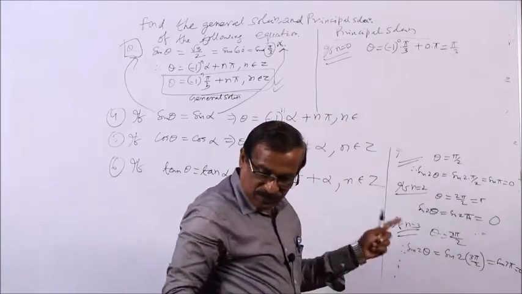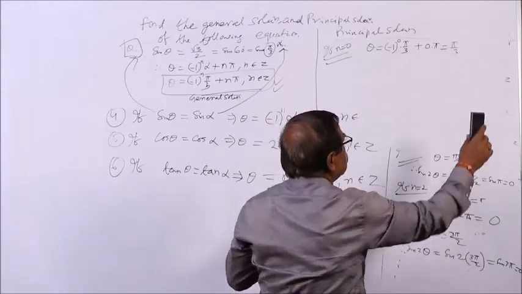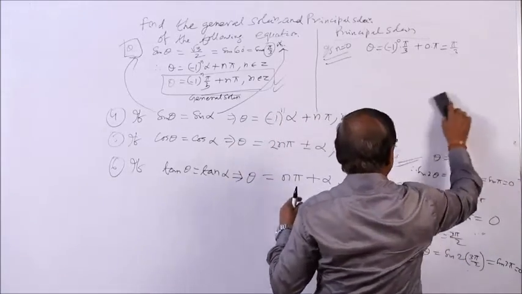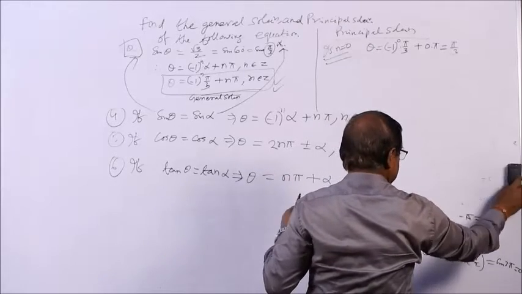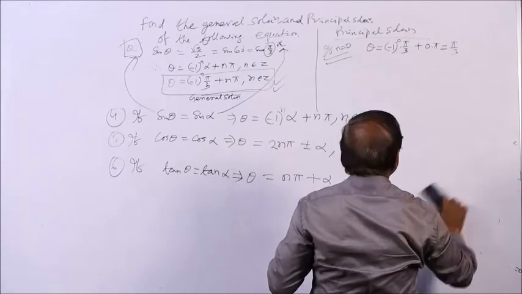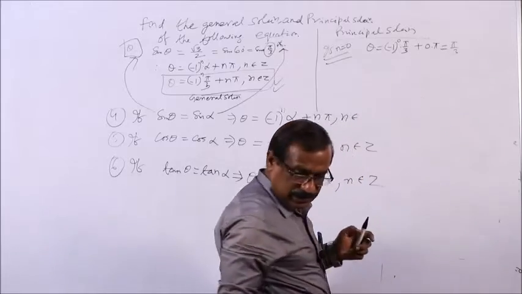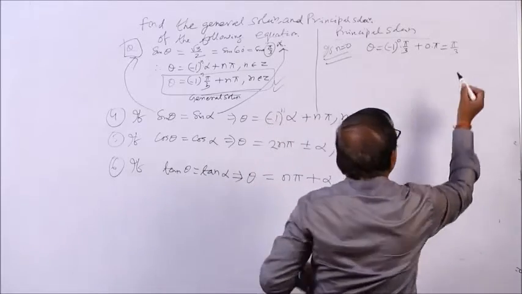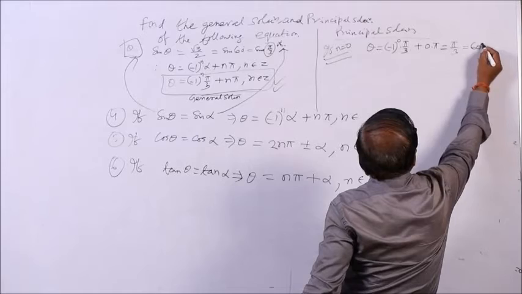So, you know that if sin theta is root 3 by 2, then one of the principal solutions is pi by 3, that is 60 degrees, because we are interested to find the values. This is one principal solution.